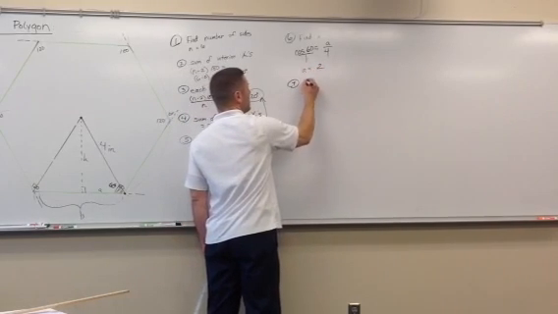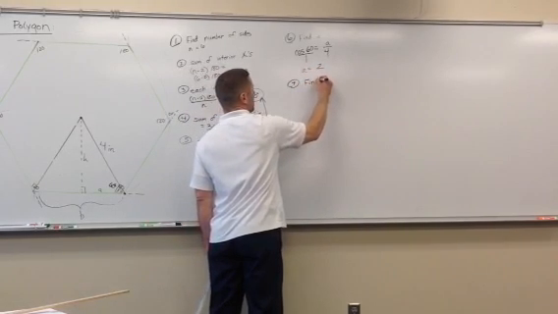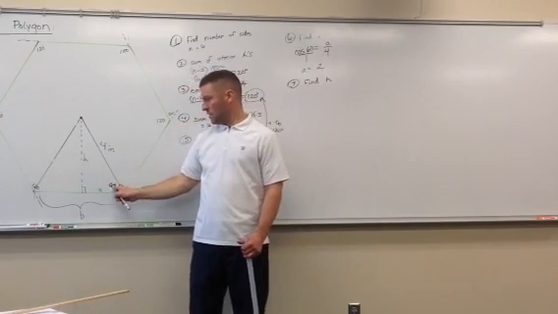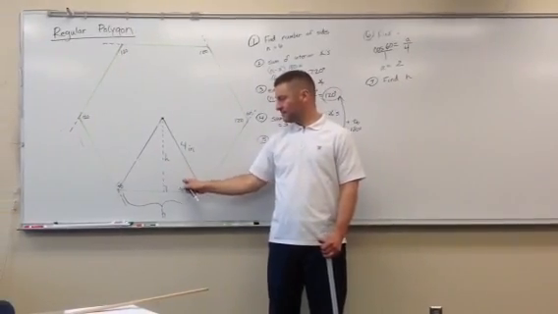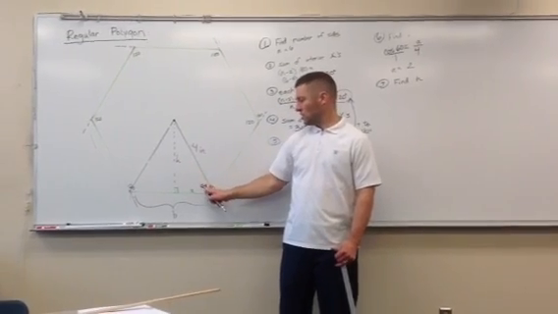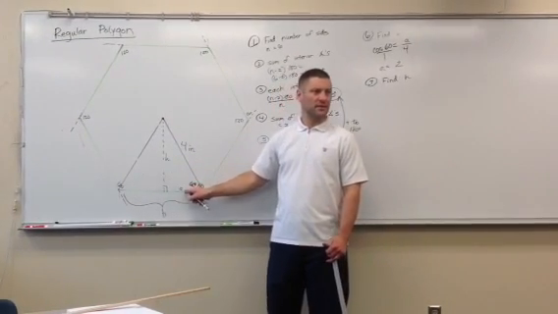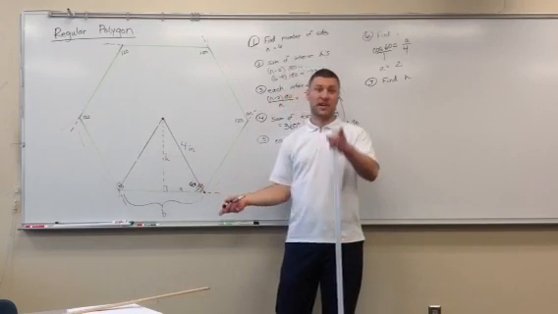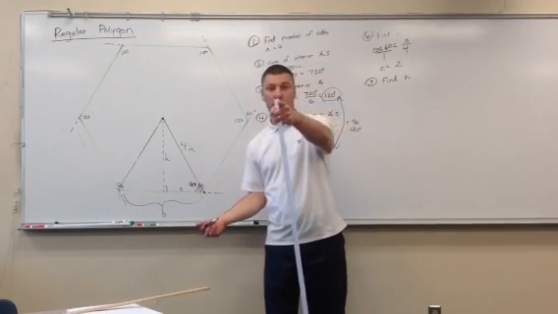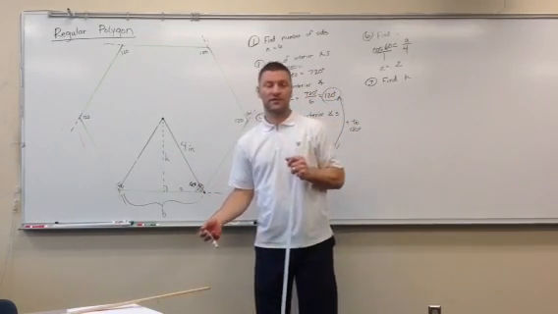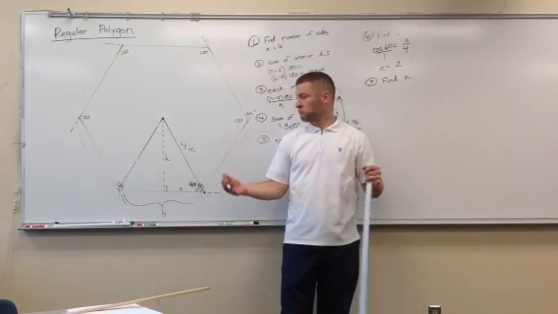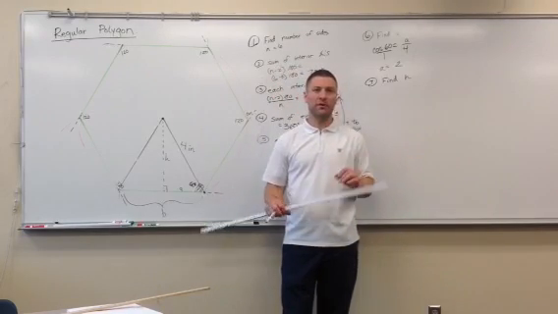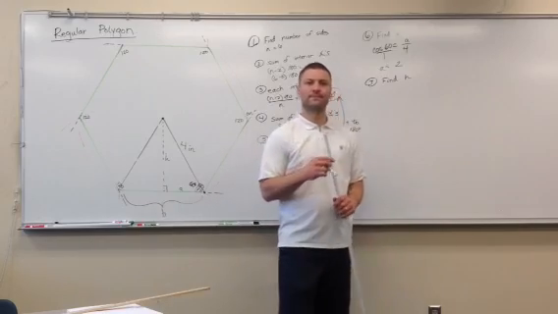Now let's find the H. Should we just do opposite over hypotenuse? We're going to use sine. Can't we just do the Pythagorean theorem? Yeah, absolutely. Use the Pythagorean theorem if you want. It still works, same deal, a different way of getting there.